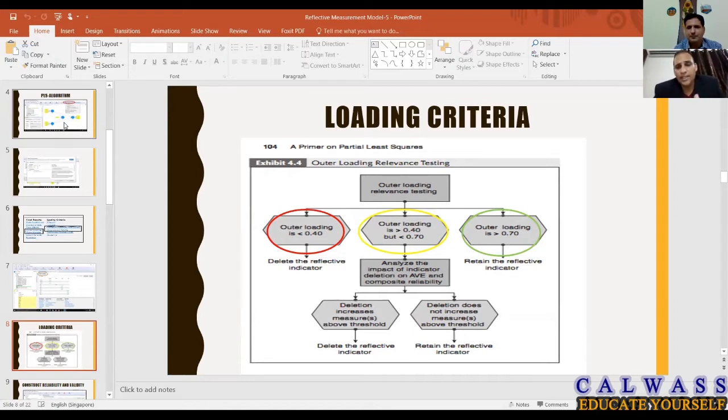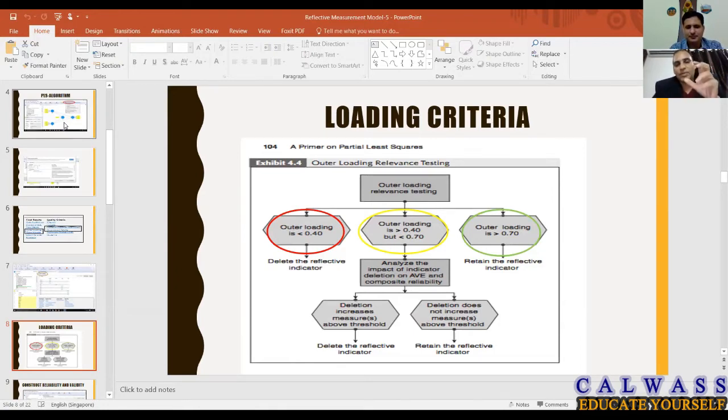If our AVE criteria is met already, then we don't need to delete any item whose outer loading is like 0.50 or 0.60. If it's greater than 0.70, we have to retain it. If it's less than 0.4, delete. If in the middle, then we have to see our AVE as well, because AVE is calculated through outer loadings, so these two are related to each other. We have to meet the criteria of AVE as well.